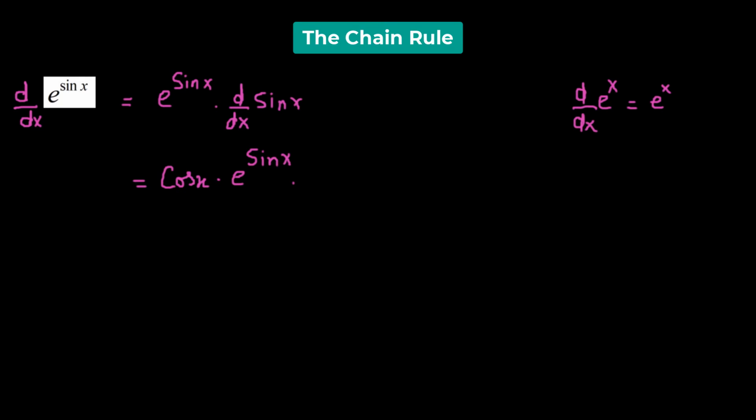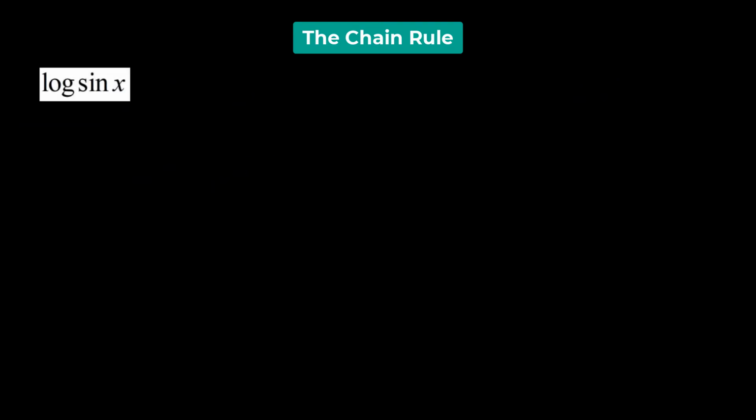So this is the answer. Let us do another problem. Here we have log of sine x. Let's try to find out its derivative using the chain rule. We will use the derivative of log of x, which is 1 over x. Now here instead of x we have sine of x.